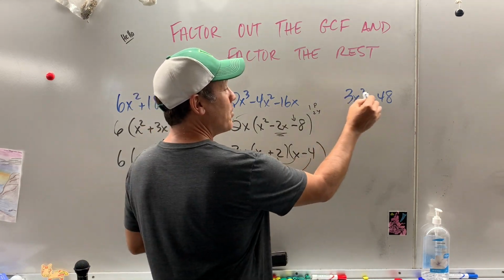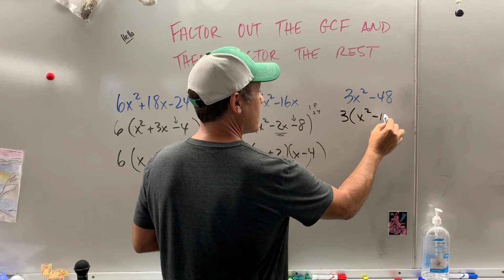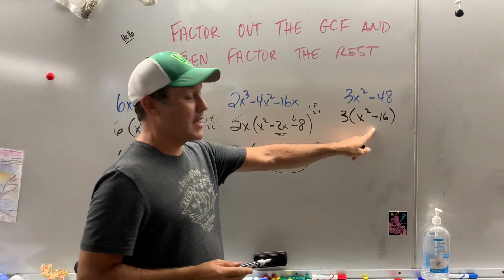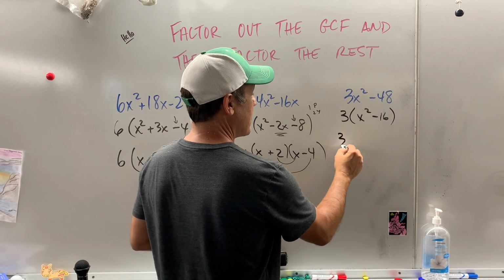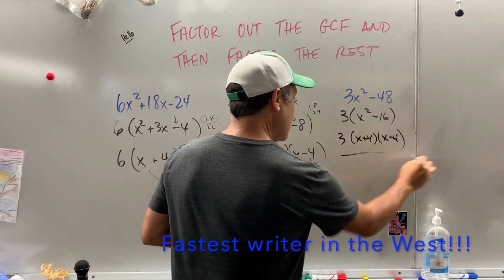Okay, I can pull out a 3 from both of these, and I'm left with this. Oh yeah, baby. That's a difference of squares. You bring the 3 down as fast as you can write. x plus 4, x minus 4, we're done.